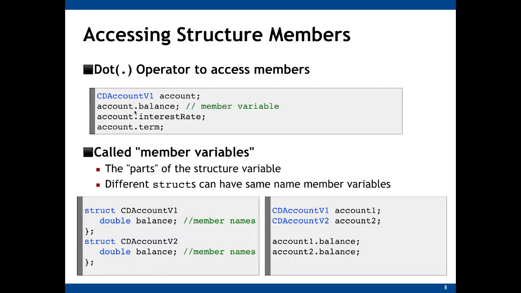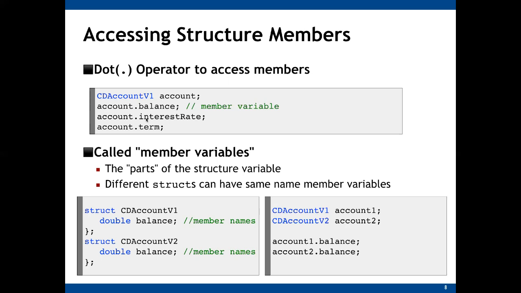So CDAccountV1 has 3 members, as we saw in the previous slide. Then how can you access these 3 members? You can use a dot operator with the structure variable. Like this example, you put the structure variable name followed by the dot and then the member name. With this, you can access structure members, and we call this a member variable. So these 3 are all member variables.